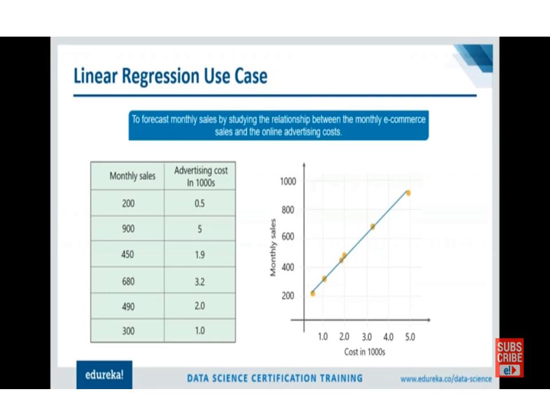So what we are doing here is forecasting monthly sales by studying the relationship between the monthly e-commerce sales and the online advertising cost. So what is the use of linear regression? In order to identify the relationship between the dependent and independent variable, linear regression is used.